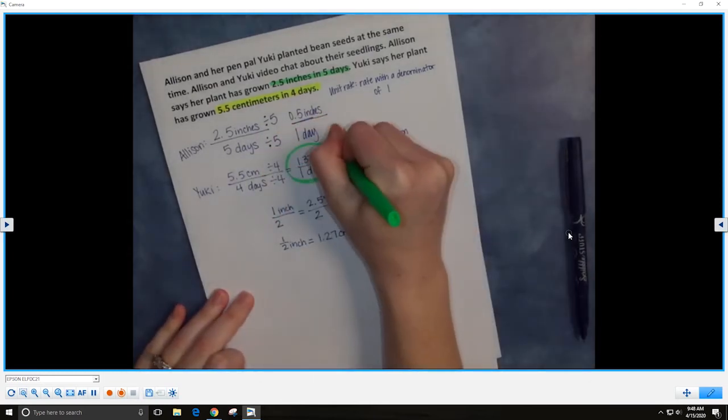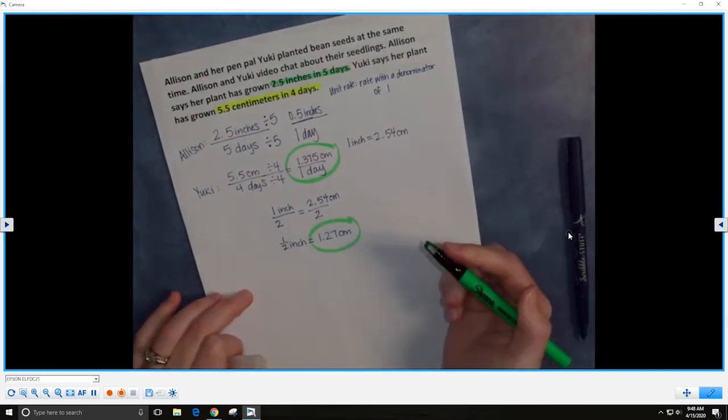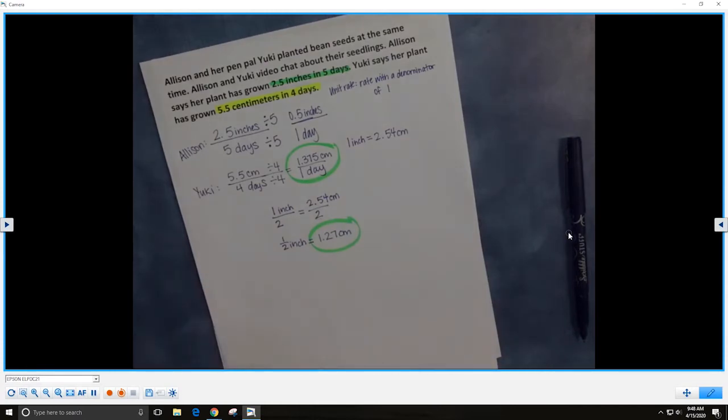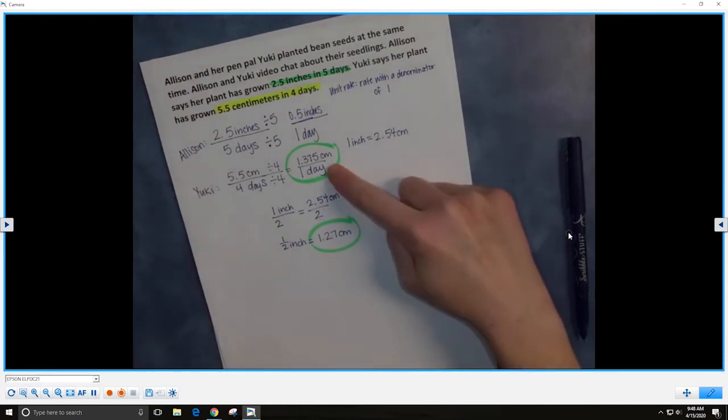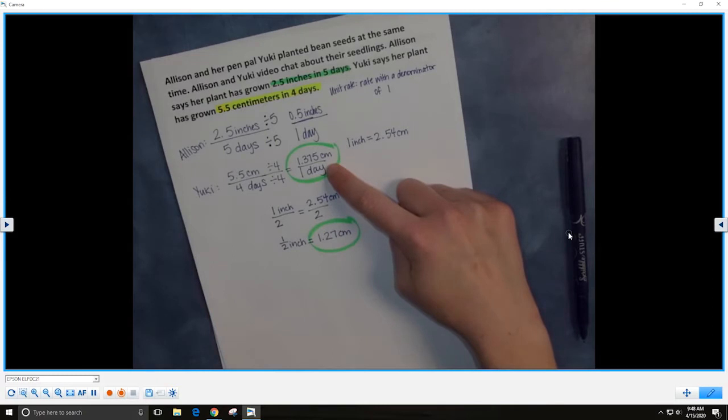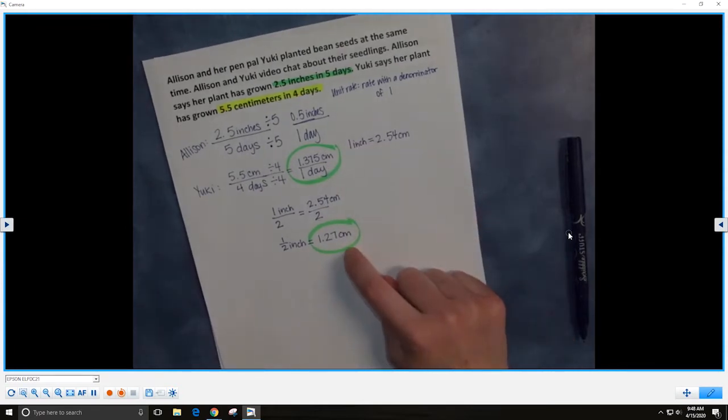Yuki or Allison? That's right. Yuki's plant is growing faster since it grew 1 375 thousandths centimeters each day, and that is greater than the 1 2700 centimeters that Allison's plant grew. How many of you guessed that?